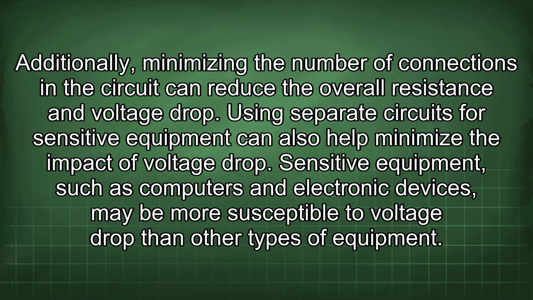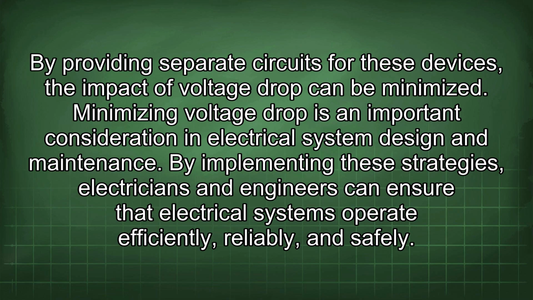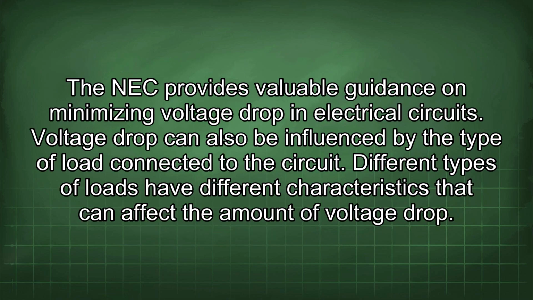Using separate circuits for sensitive equipment can also help minimize the impact of voltage drop. Sensitive equipment, such as computers and electronic devices, may be more susceptible to voltage drop than other types of equipment. By providing separate circuits for these devices, the impact of voltage drop can be minimized. Minimizing voltage drop is an important consideration in electrical system design and maintenance. By implementing these strategies, electricians and engineers can ensure that electrical systems operate efficiently, reliably, and safely. The NEC provides valuable guidance on minimizing voltage drop in electrical circuits.